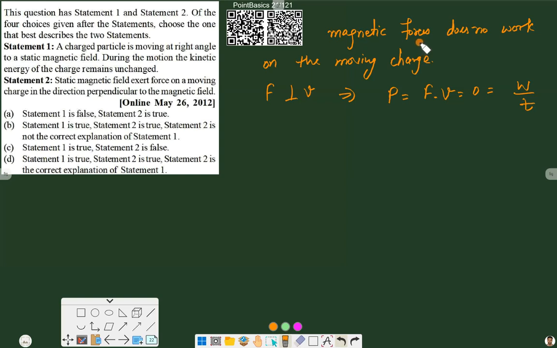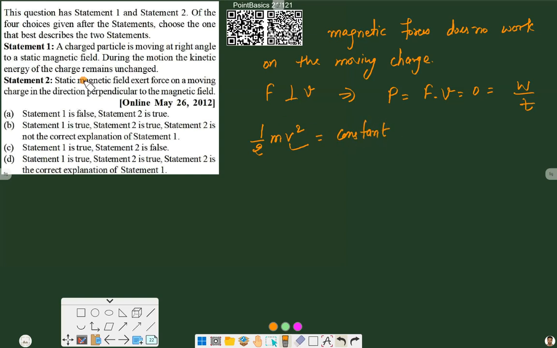So if work done is 0, it means there is no change in speed. Yes, direction is changing, but in kinetic energy we have half mv square, which is effectively speed squared. So the magnitude is not changing, only the direction is changing, and in v square we have magnitude only, so it is constant.